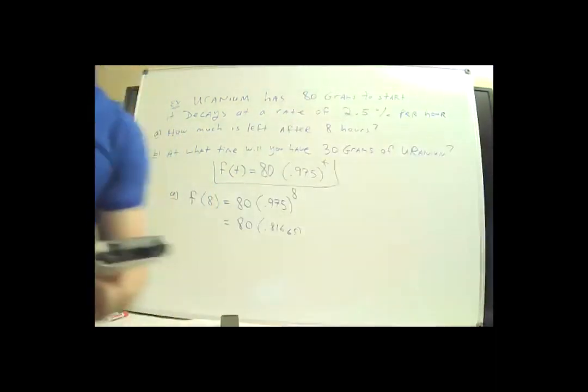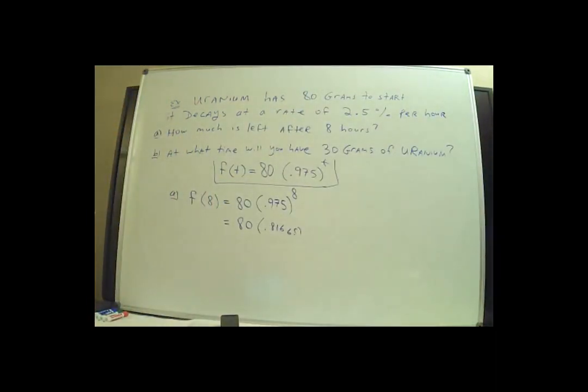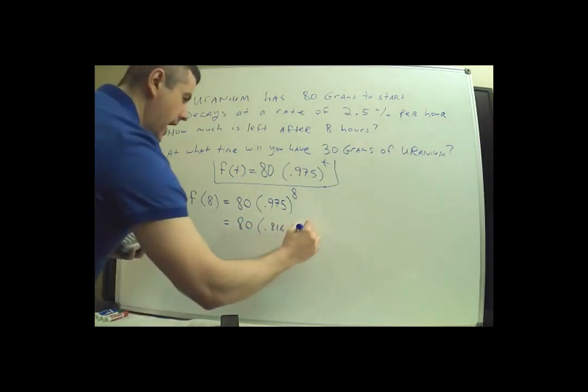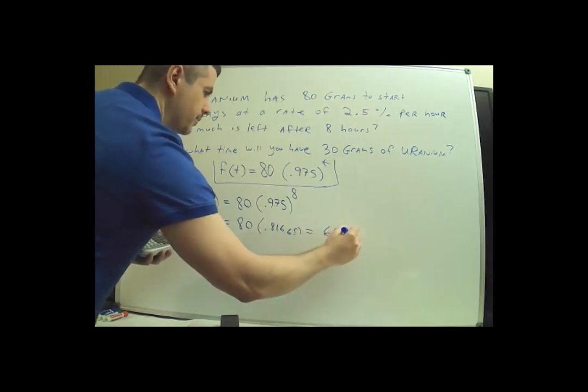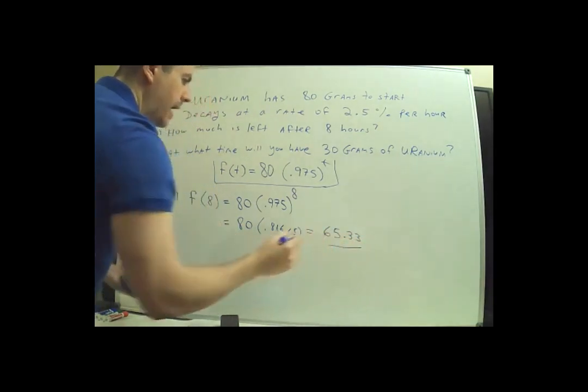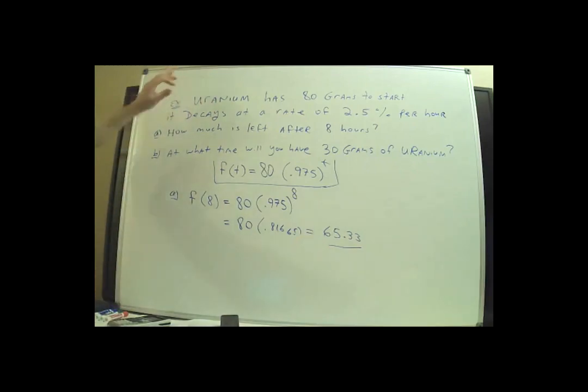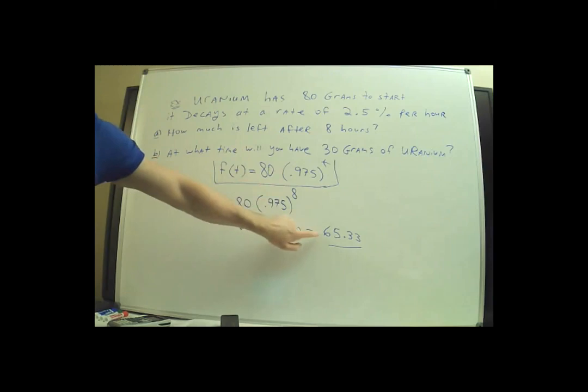Probably going to look horrible. And then I just multiply that by 80. This is where the calculator on the screen I was sharing crashed. So I get 65.33. So my radioactive substance, uranium, started off at 80. After 8 hours, it decayed down to 65.33.